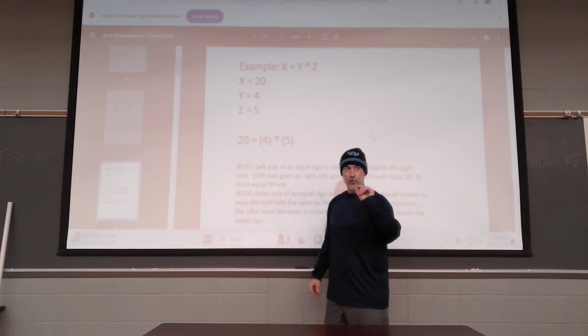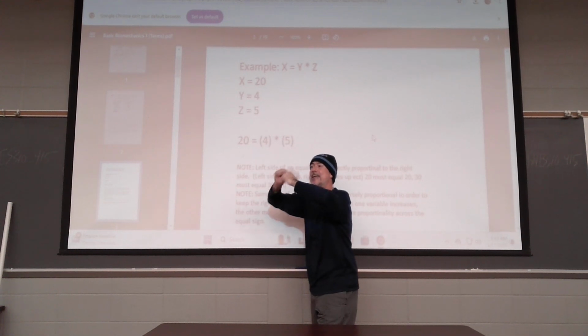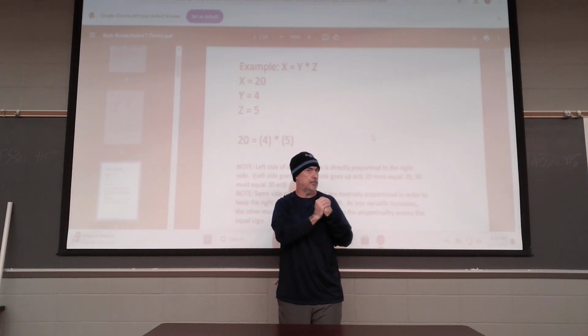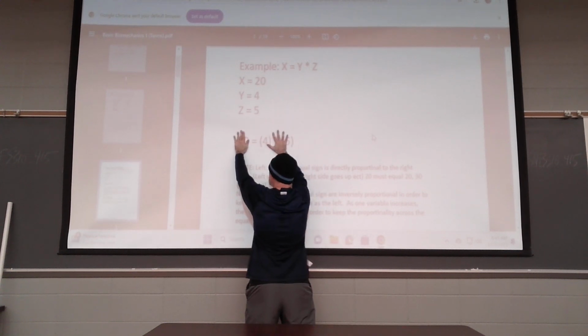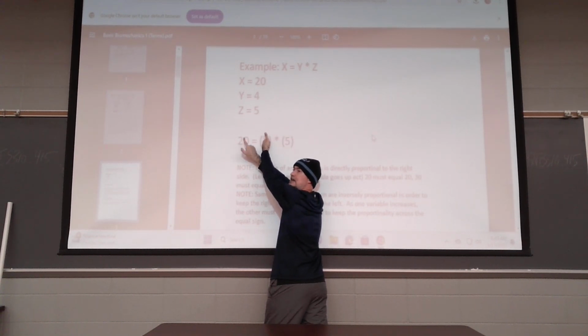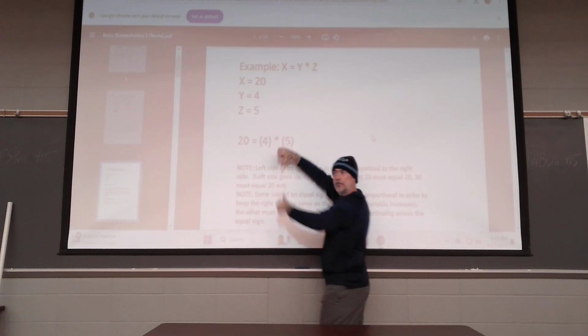Inverse proportionality is cool. That's when two variables are on the same side. They have to cancel out, in other words. We did cancel out stuff in 310. So if 20 equals 20, if this goes up to 5 and this has to stay 20, what does this one have to do? Go down to 4.